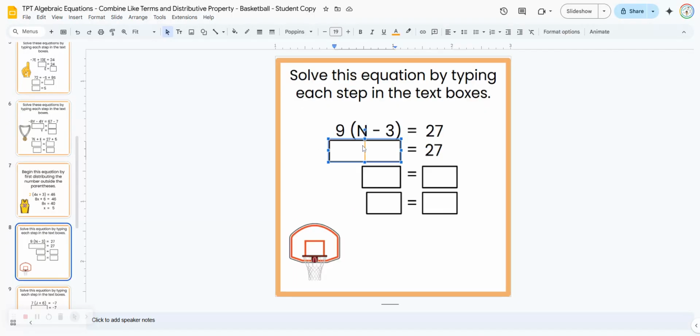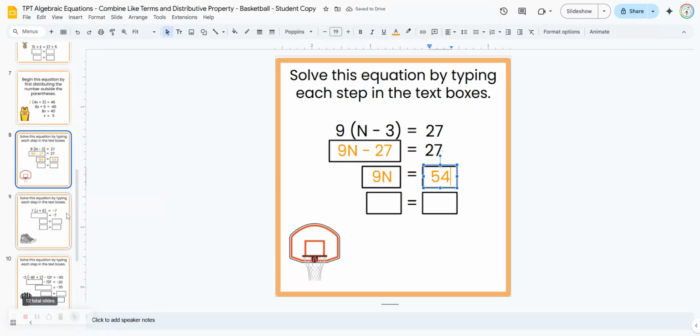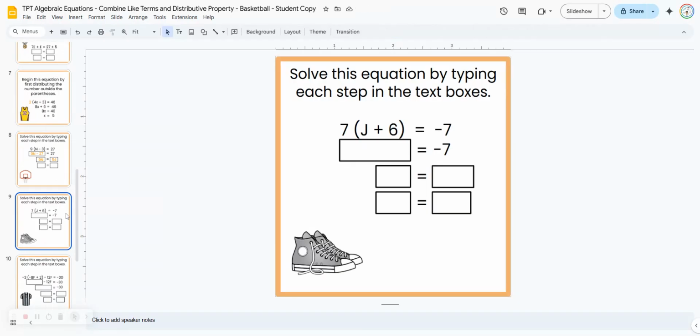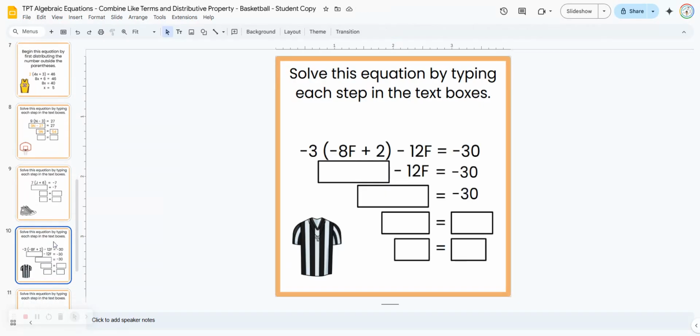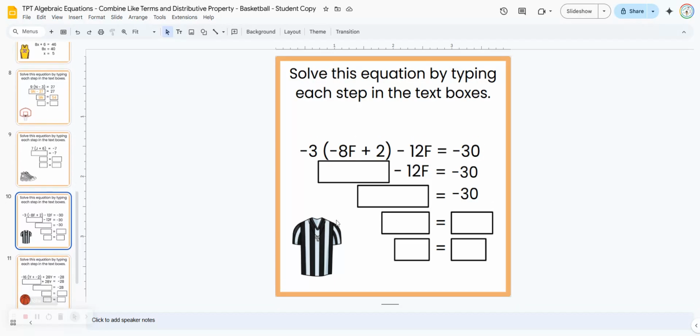So they want to distribute here 9n, negative 27. And then they have a two-step equation. They're going to add 27 to both sides of the equal sign, and they get 9n equals 54. And then they can go ahead and solve that. Same thing on the next slide. Distribute the 7 first.